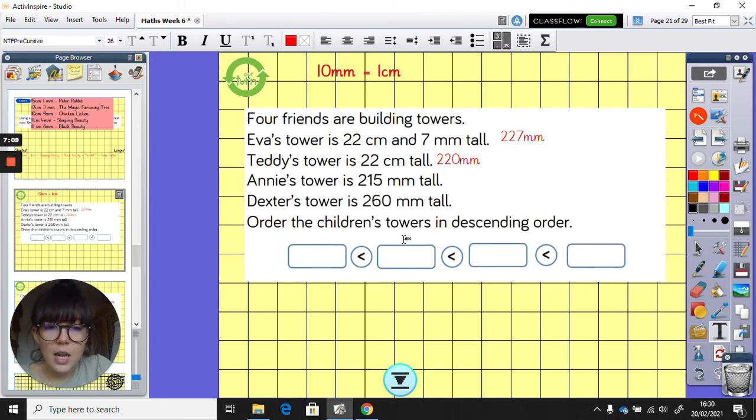Now, let's start with the largest, the longest tower, the tallest tower. Now, I think, looking at the answers, the tallest tower is Dexter's tower, okay? Because Dexter's tower is 260 millimetres. Now, the one smaller than Dexter's tower is going to be Eva's tower because that one is 227 millimetres. After Eva's tower, we have Teddy's tower, 220, and then the shortest tower is Annie's tower because that was 215. So they were all about the same. Dexter's was quite a bit bigger there actually. Okay.